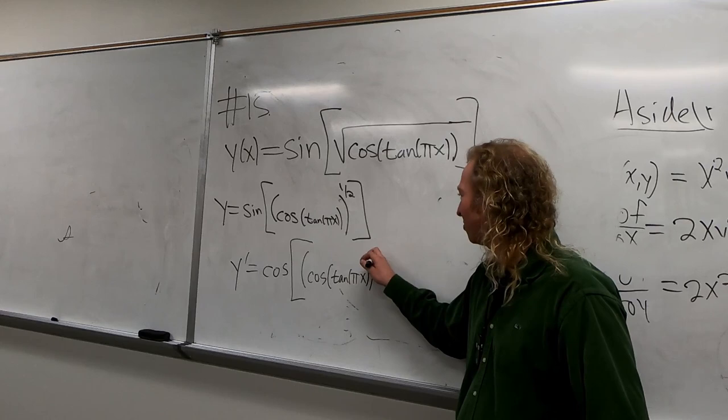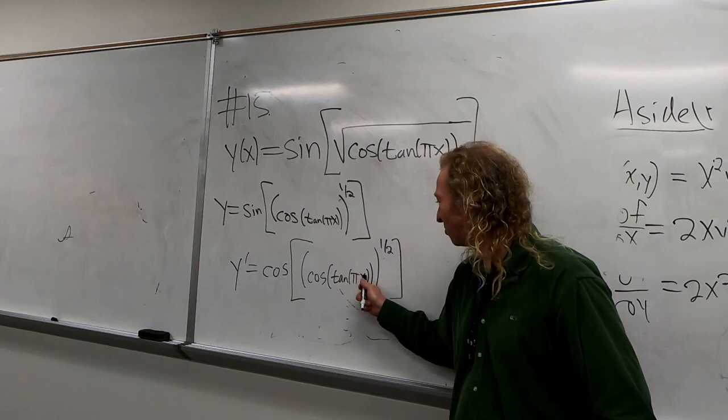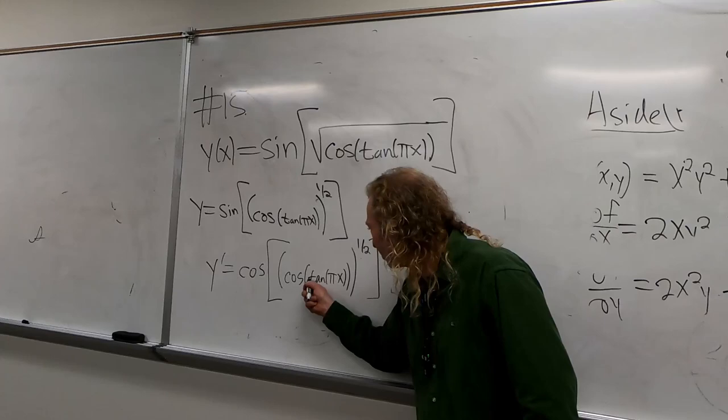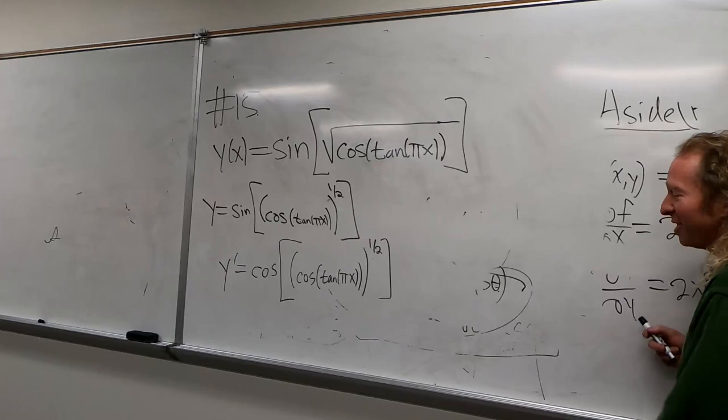1, 2, 3. You can count parentheses. 1, 2, 3. Isn't that cool? Because it's so confusing, you forget how many parentheses there are. So look, 1, 2, 3, 4. You have to have the same number. I know, I was like, oh, that's deep.